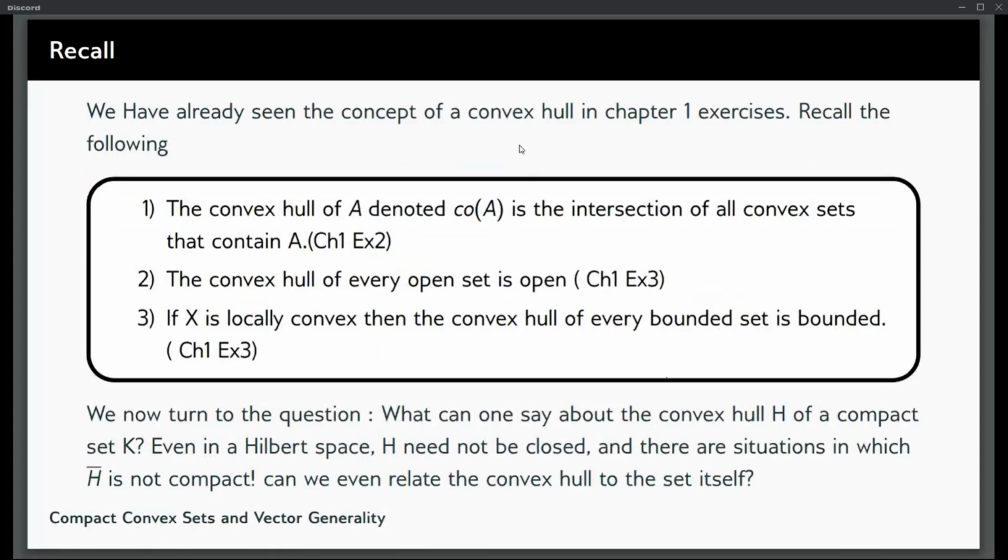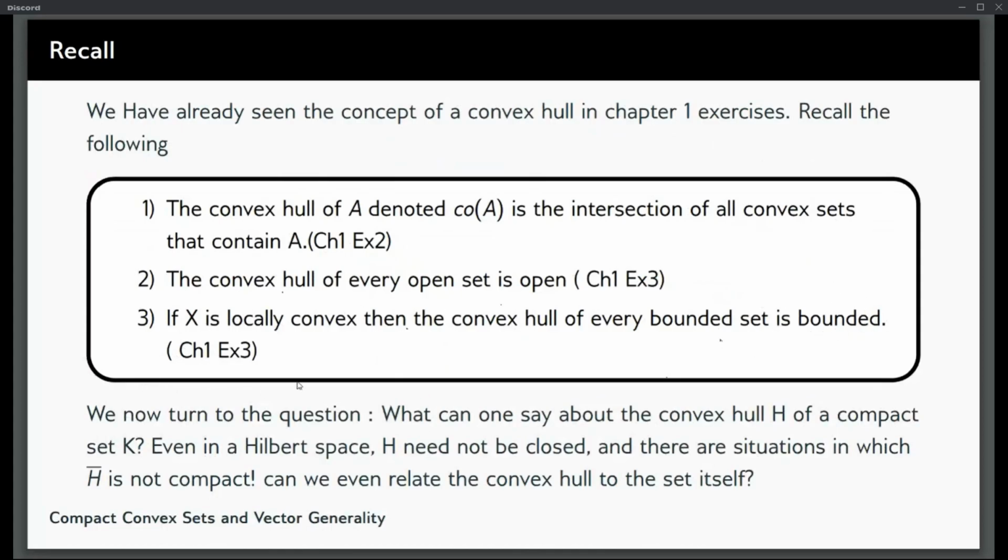So first of all, in chapter 1, we have studied the convex hull. Recall that it's the intersection of all convex sets that contain A. We proved in exercise, I believe it's 3, that the convex hull of an open set is open, and if X is locally convex, then the convex hull of bounded sets is bounded.